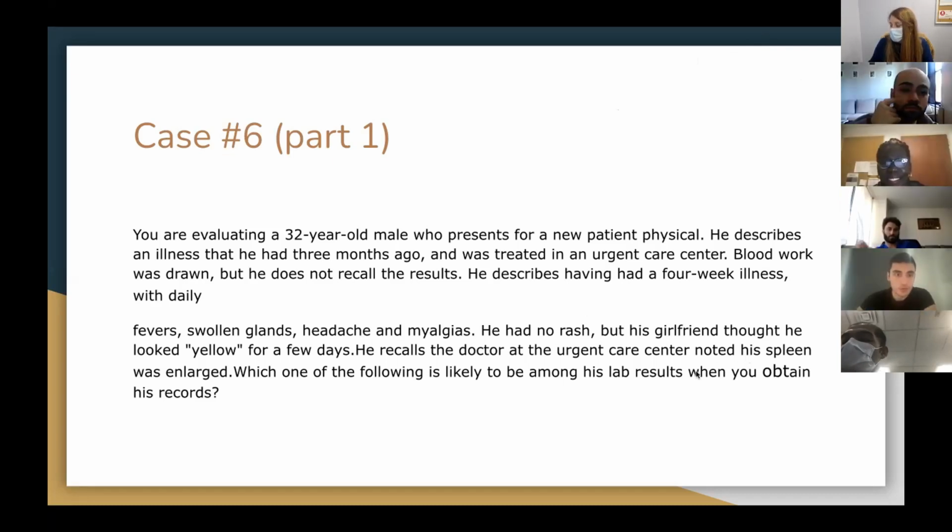Yes, sure. So case 6, you are evaluating a 32-year-old male who presents for a new patient physical. He describes an illness that he had 3 months ago and was treated in an urgent care center. Blood work was drawn, but he doesn't recall the results. He describes having had a 4-week illness with daily fevers, swollen glands, headache, and myalgias. He had no rash, but his girlfriend thought he looked yellow for a few days. He recalls the doctor at the urgent care center noted his spleen was enlarged. Which of the following is likely to be among his lab results when you obtain his records?